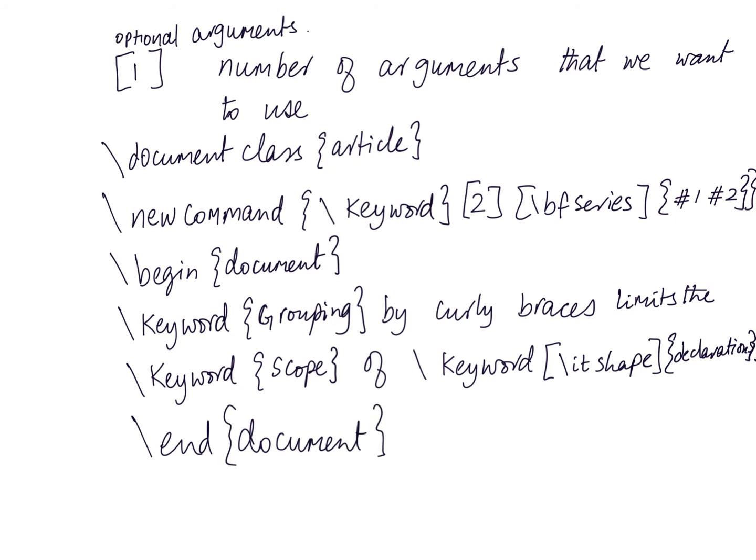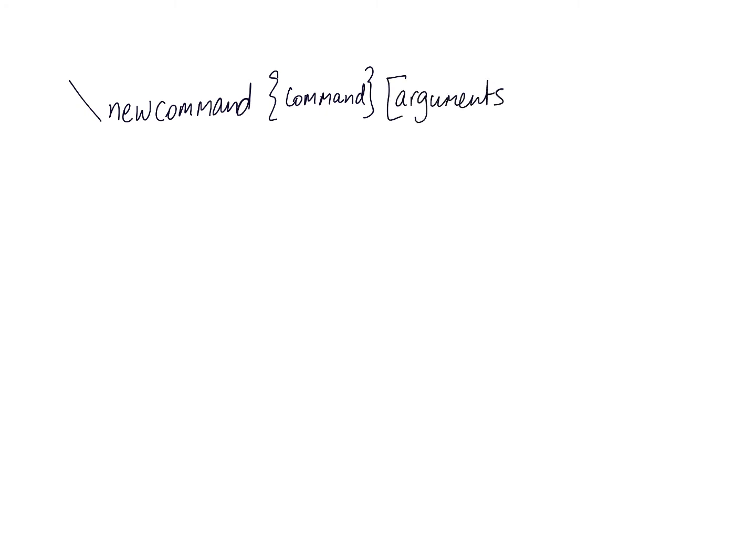If you notice, the keyword it shape will change the keyword to italics if you look at the formatting. So let's look at the new command definition. If you look at it very closely, it's new command, and then your command, whatever it's called, and then you've got your arguments. You've got 1, 2, and then your optional arguments, and then the definition.